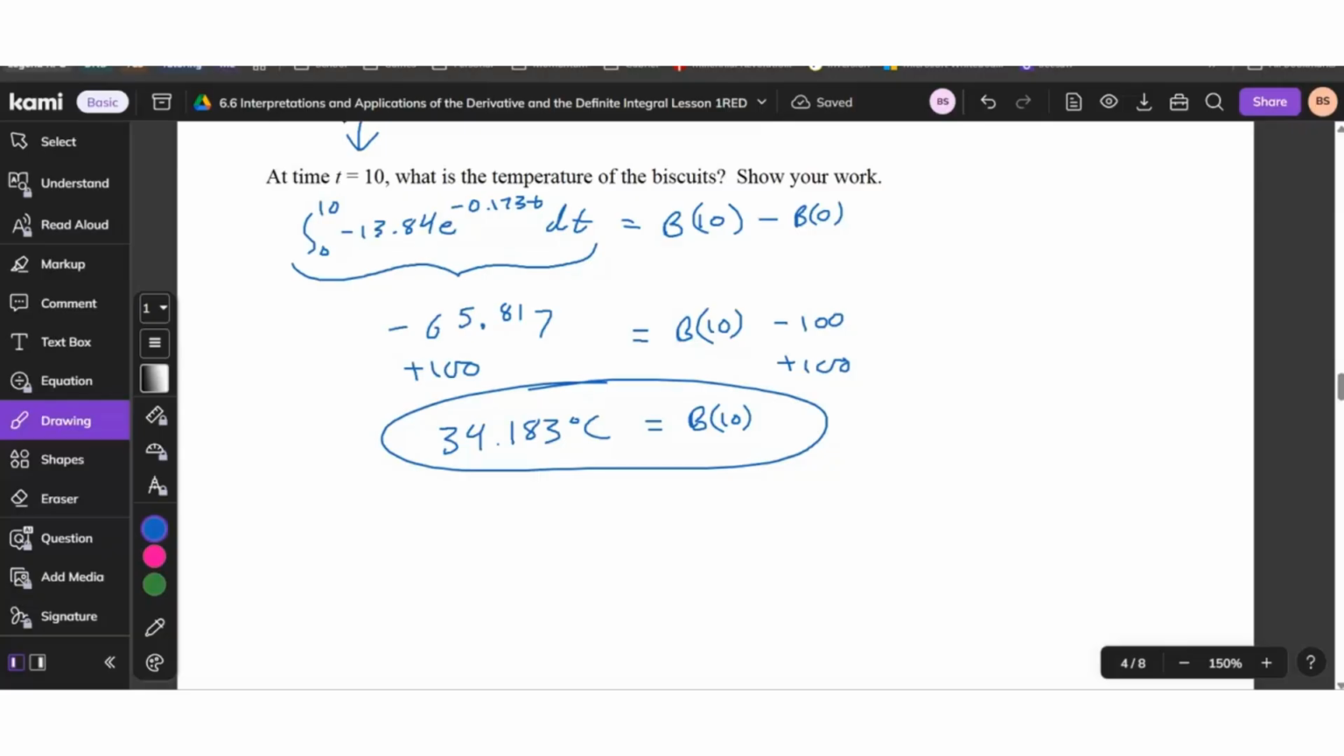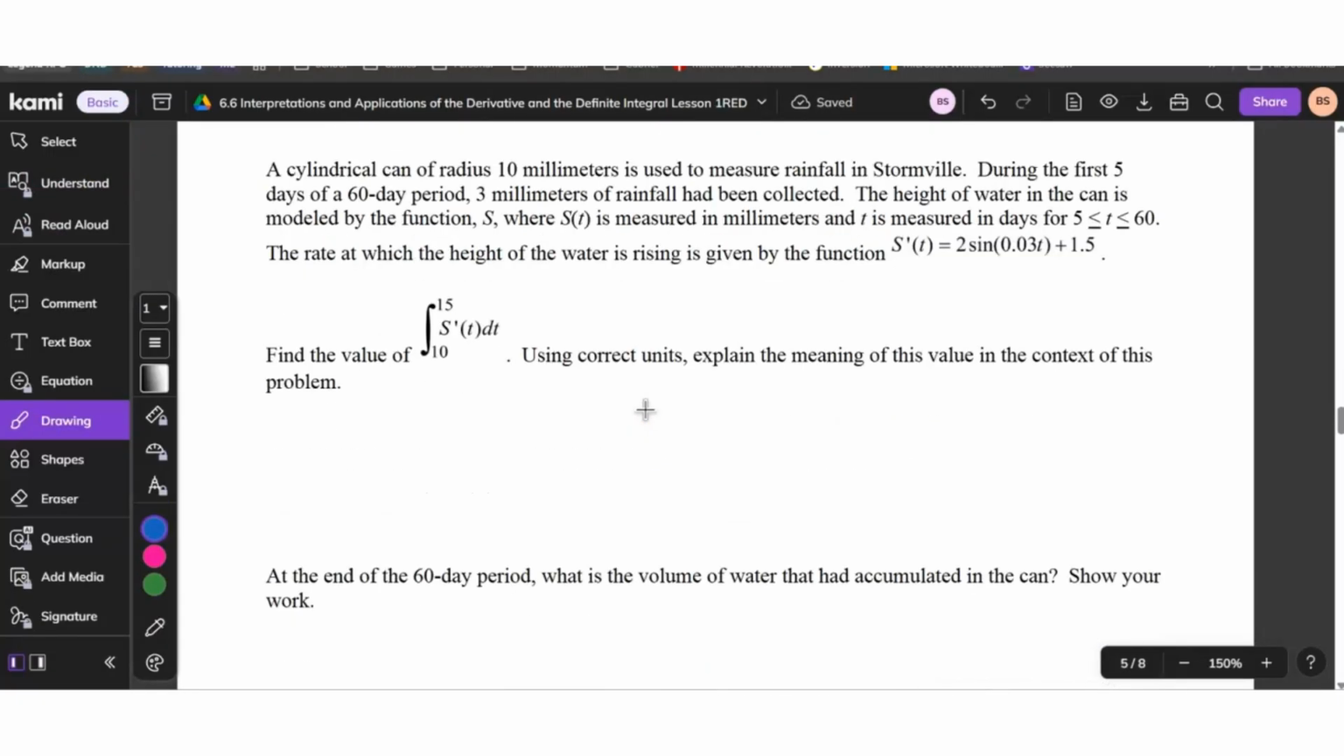What is the temperature of the biscuit? Eso acá porque significa que the temperature of biscuits at 3 minutes. Prime, y aquí. So our last one.